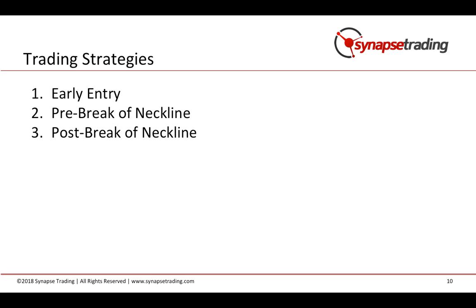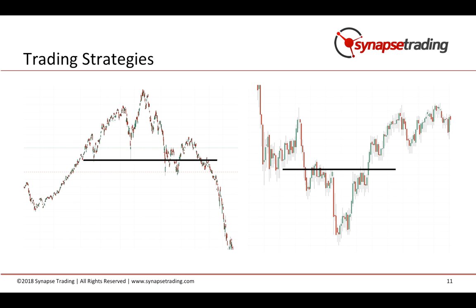So there are actually three different strategies: the early entry, the pre-break of neckline, and the post-break of the neckline. So I'm going to go through each of these on the same chart. Okay, so the first entry we talk about is the early entry. When you spot the first shoulder over here, and then you spot the head over here, you can actually preempt where the next shoulder will be, using the previous shoulder, which is somewhere around this level.